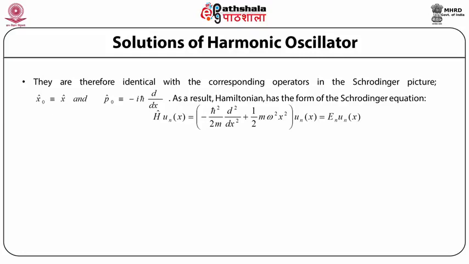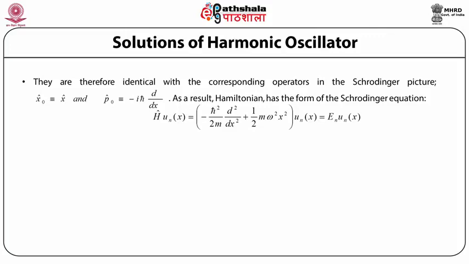As a result, the Hamiltonian has the form of the Schrödinger equation, which is given as the Hamiltonian operator H acting on u_n(x) is equal to within brackets minus ħ squared by 2m times the double derivative with respect to the position plus 1 upon 2 times mass times the square of the angular frequency times the square of the position, whole acting on the function u_n(x), and this is equal to E_n u_n(x), where E_n is the corresponding energy eigenvalue of the eigenfunction u_n(x).